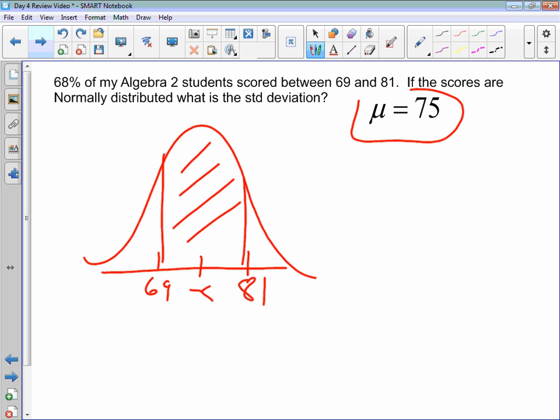So if the mean is 75, then the standard deviation is this distance here, which is 6. So we would say the standard deviation is 6 points, because we're talking about a test. Does everybody understand that? Because this is also going to be 6, because to go from here, this is mu minus sigma, and this is mu plus sigma.